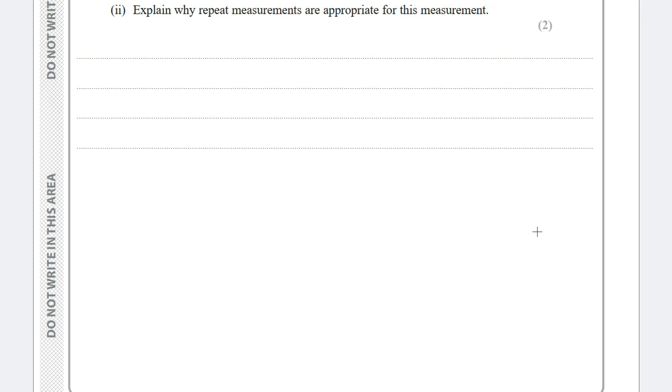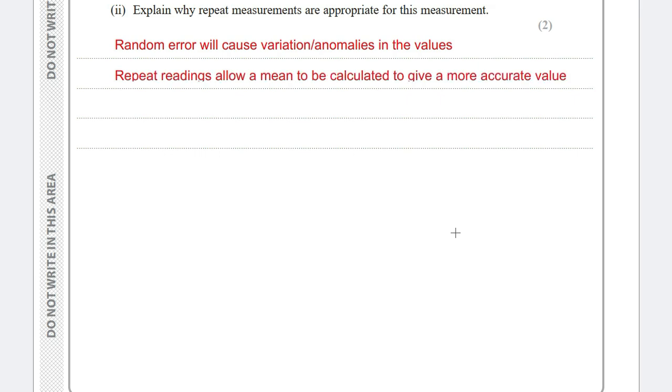So the next part of the question says, explain why repeat measurements are appropriate for this measurement. So there will always be some random error that will cause variations in the values. So repeat readings allow a mean value to be calculated to give a more accurate value.